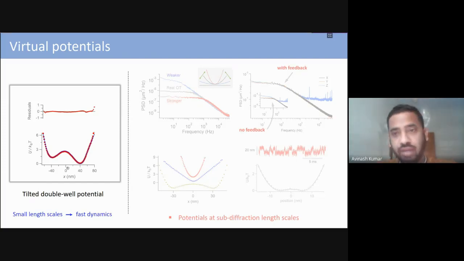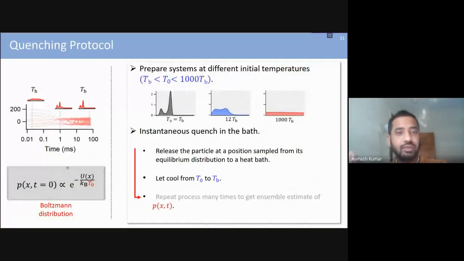So having set the definition and having been able to create the potential that we want to use to explore the Mpemba effect, now I will outline the quenching protocol. In our quenching protocol, we prepare systems at different initial temperatures. These are examples of the Boltzmann distribution at different temperatures. Here TB is the bath temperature to which we will cool down our system. The idea is to randomly sample a point from the Boltzmann distribution and release your particle there. On the left hand side you have a red trace that corresponds to the Boltzmann distribution at a very high temperature, which we call the hot state here.